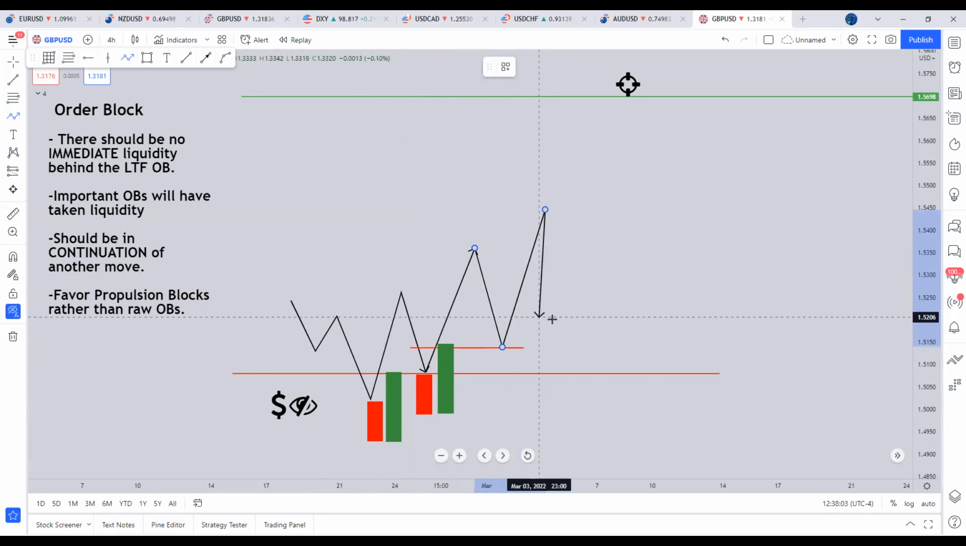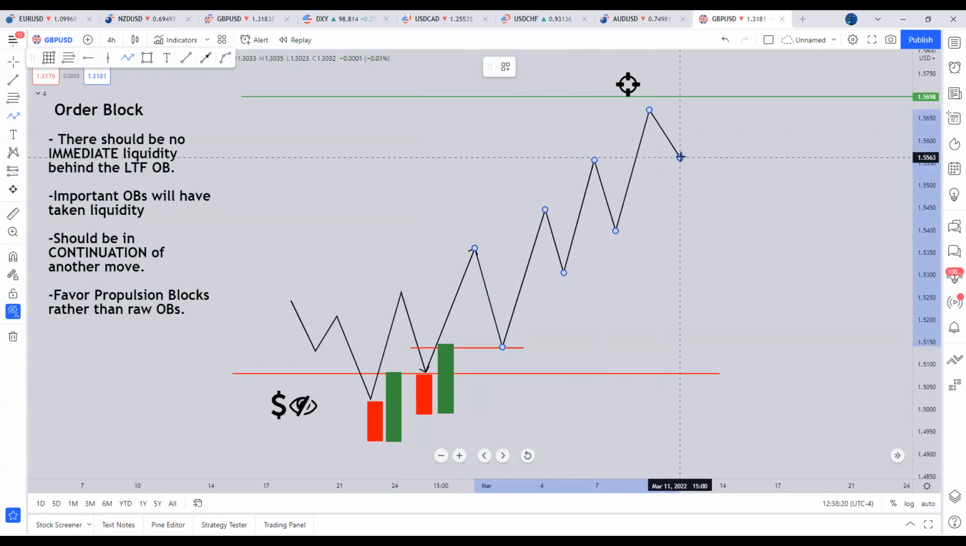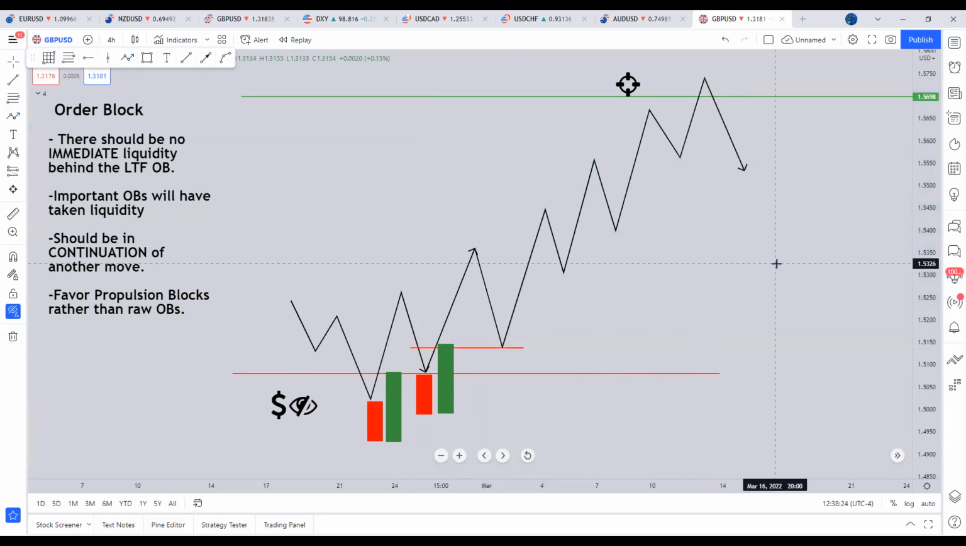So now very simply what will end up happening is price comes back down. Let's assume again that this red line is the top of this propulsion block. Price just takes this second order block and runs with it. Now price will retrace back into it and do something like that. And then price will reach its target. Does that make sense?